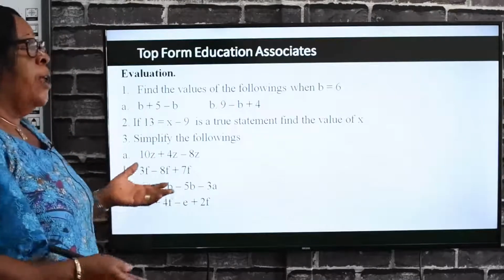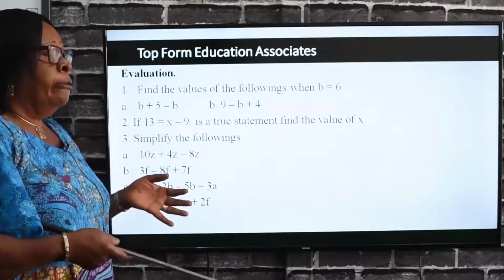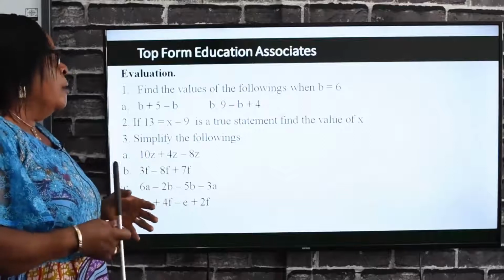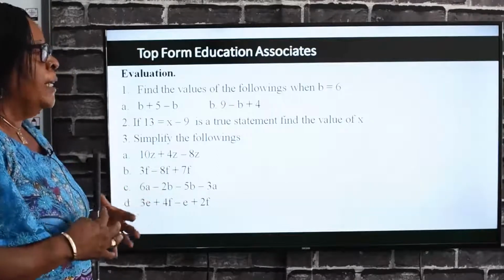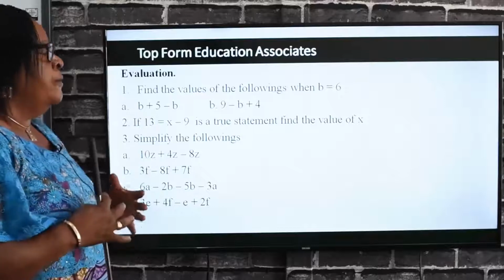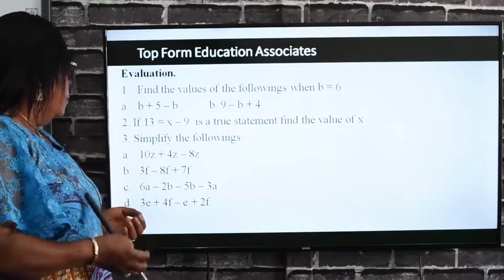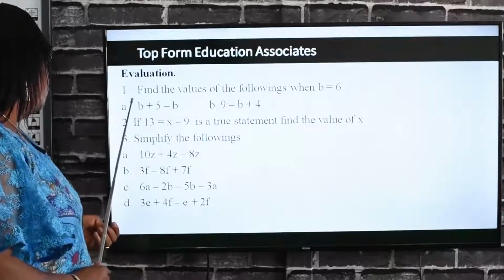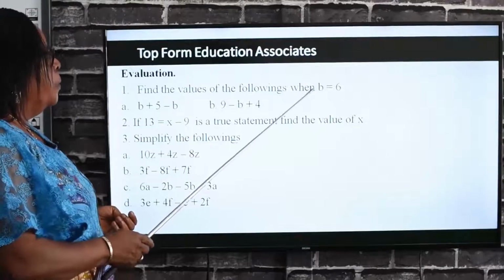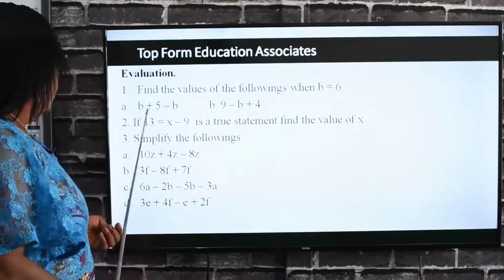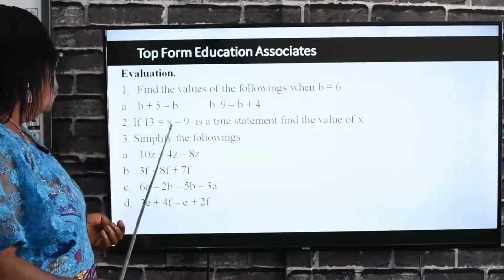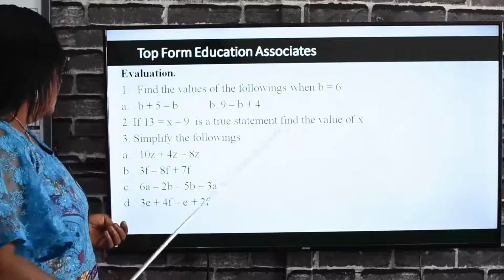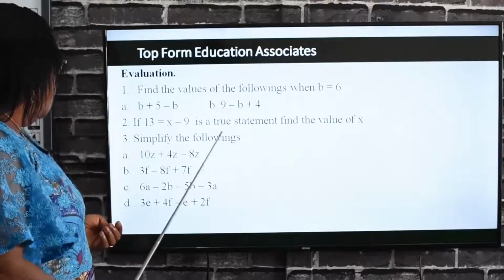We also looked at how to group algebraic sentences using like and unlike terms, positive and negatives. So let us look at questions under evaluation. 1. Find the values of the following when b equals 6. 2. If 13 is equal to x minus 9 is a true statement, find the value of x. 3. Simplify the following.